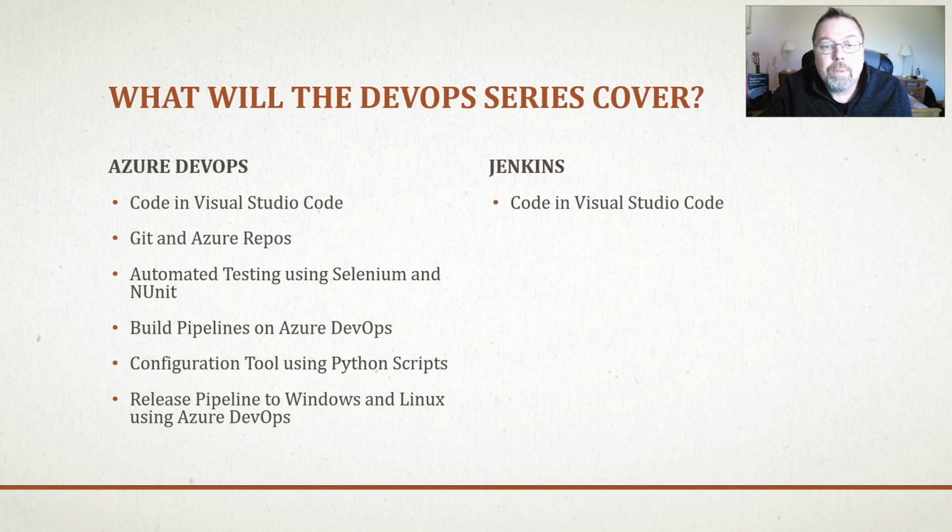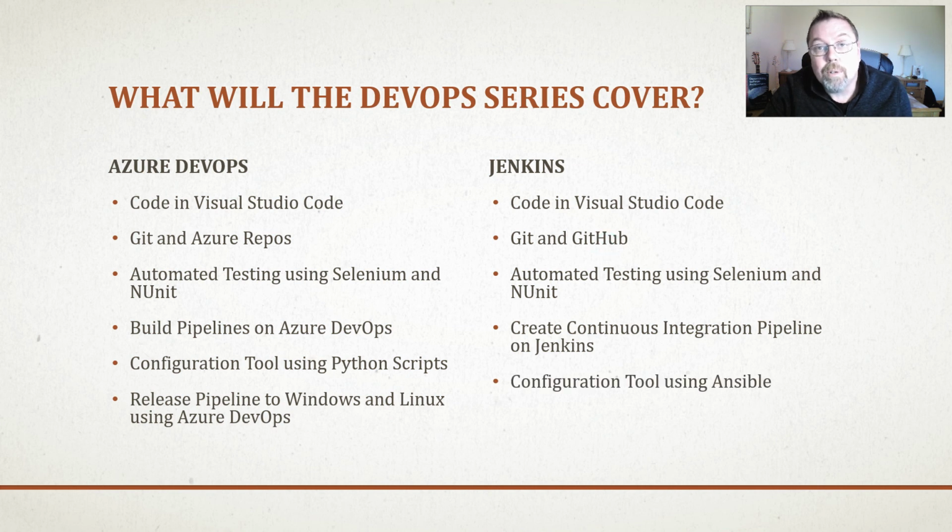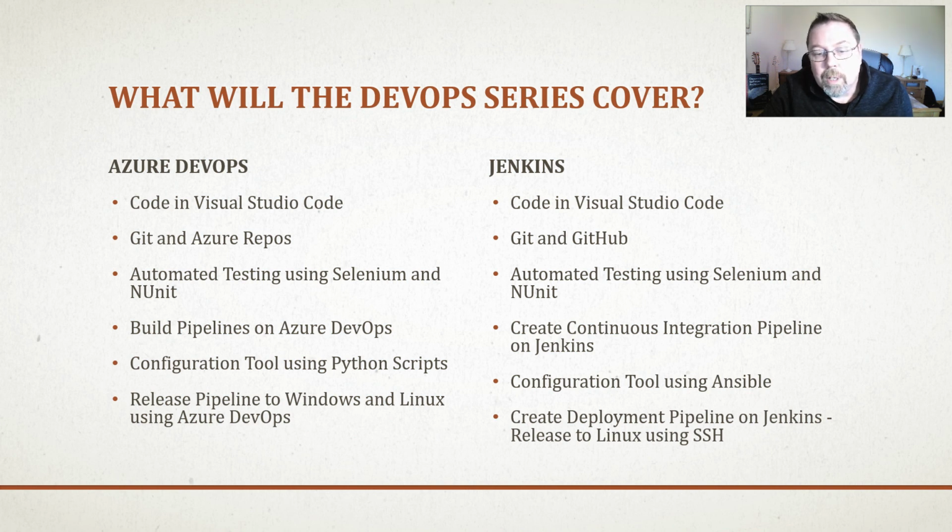The second part of the series will cover Jenkins. So I'll also use Visual Studio Code to check in code using Git and GitHub. And then I'll also write some automated tests, and the same tests that were done for Azure DevOps, we'll just use the same ones, implementing that in Jenkins, and then create some continuous integration pipelines, as well as using Ansible maybe to do some configuration on a server. And then we'll create a deployment pipeline on Jenkins using a release to a Linux server using SSH.